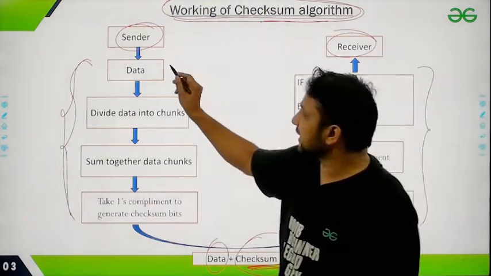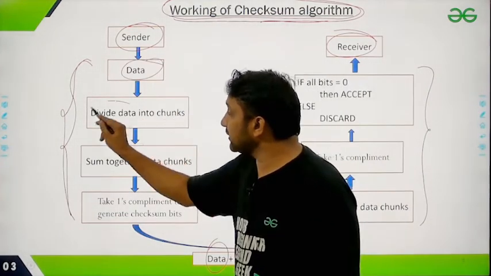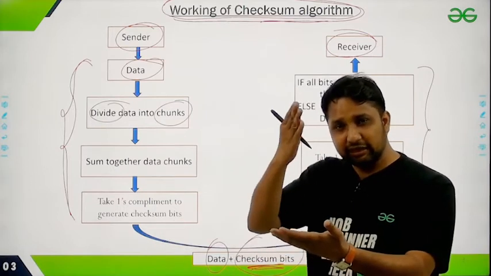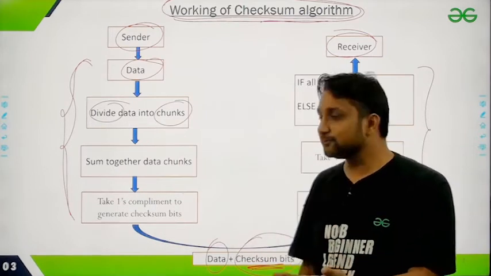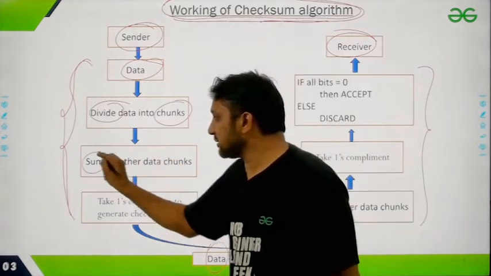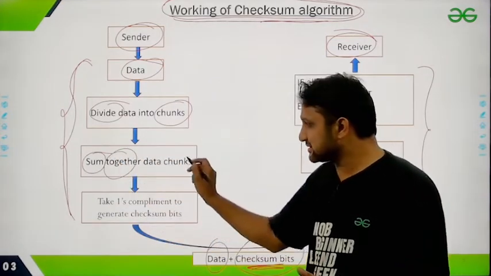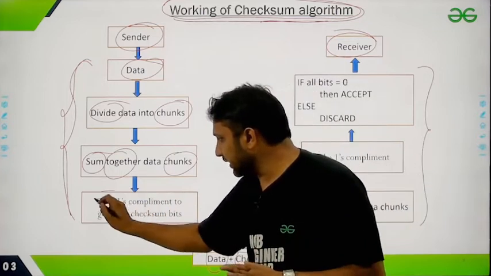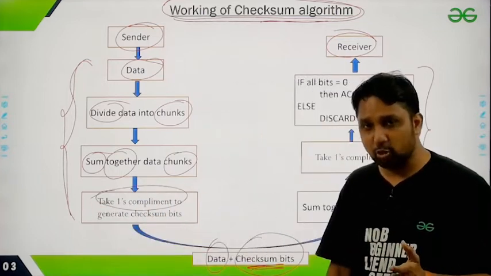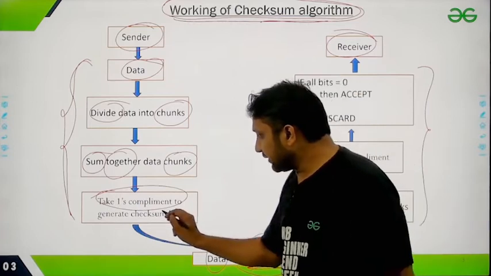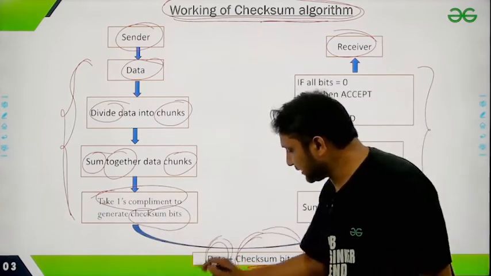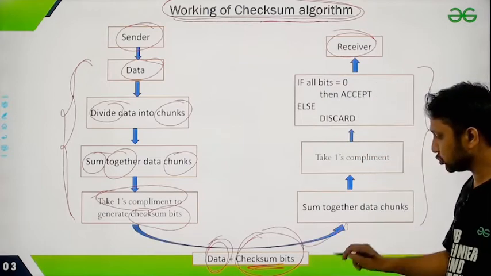At the sender side we have data, and we divide the data into equal size chunks. Then we sum together all these chunks of data, and then take the one's complement of that sum. Then we get the checksum bits. These checksum bits are added to the data and passed to the receiver.